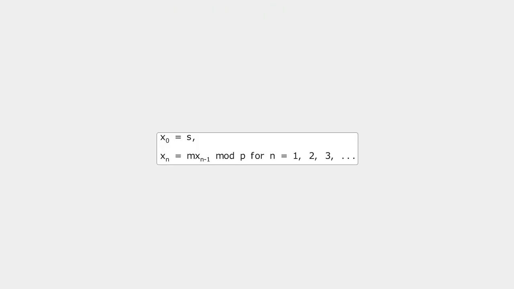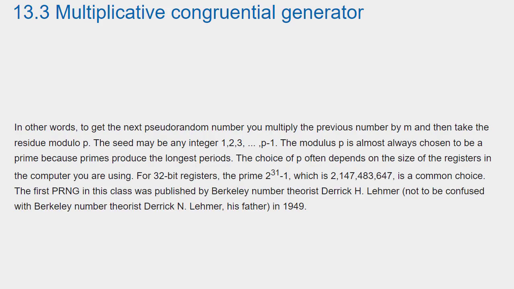Section 13.3. Multiplicative congruential generator. A multiplicative congruential PRNG uses two parameters, a multiplier m and a modulus p. Starting from the seed s, the sequence of pseudorandom numbers xn is generated by the recurrence. In other words, to get the next pseudorandom number, you multiply the previous number by m and then take the residue modulo p. The seed may be any integer 1, 2, 3 to p minus 1.